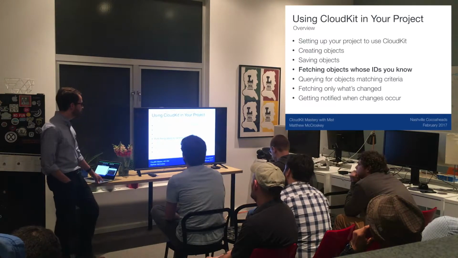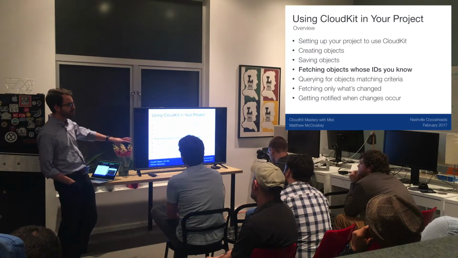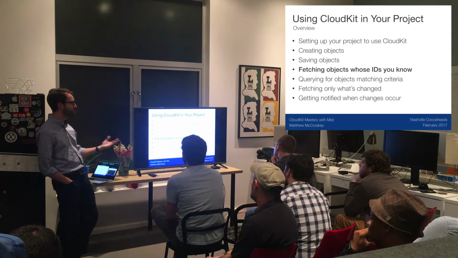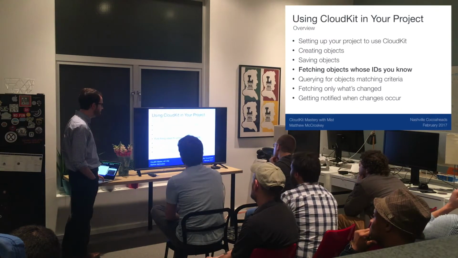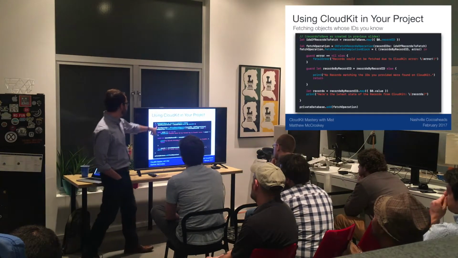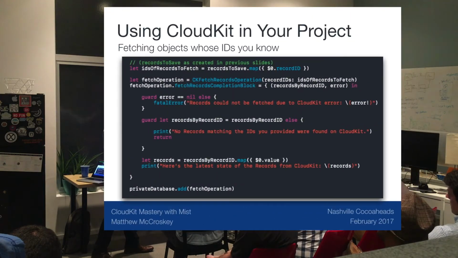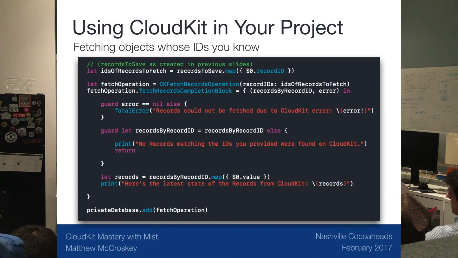Okay, so fetching objects whose IDs you know. Now we've created those to-dos, that to-do list, and we've saved them. It's been a while, and we want to make sure we have the freshest versions. How do we do that? Well, assuming that records to save is that array we created earlier, those 4 records, the grocery list and the 3 items we want to buy, we need to just get their IDs. So all we do here is map records to save and pull out all the record IDs. So now we just have an array of record IDs.